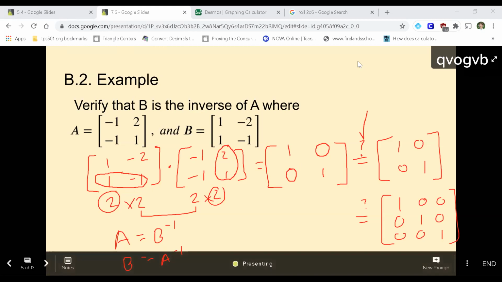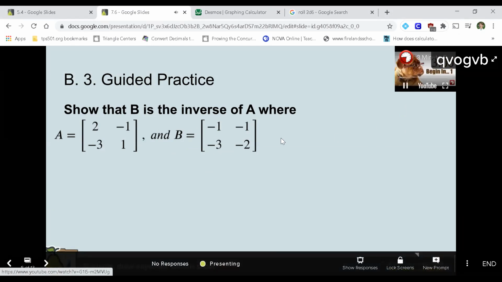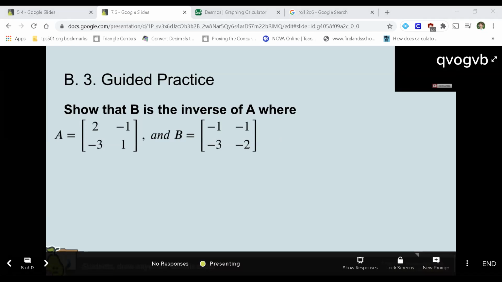Okay, your turn. Are these two matrices inverses of each other? I wonder. Well, see if you can find out. Multiply them together and see if you get 1, 0, 0, 1. And don't forget, you can always verify your answer in your calculator to make sure they are multiplying to be what they should be.